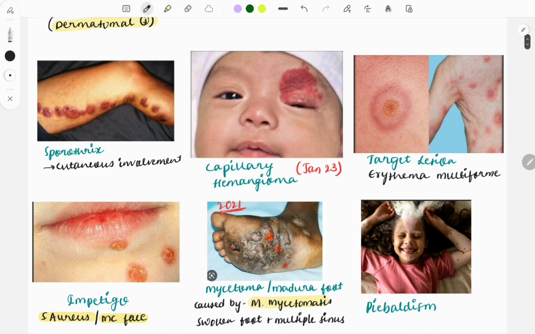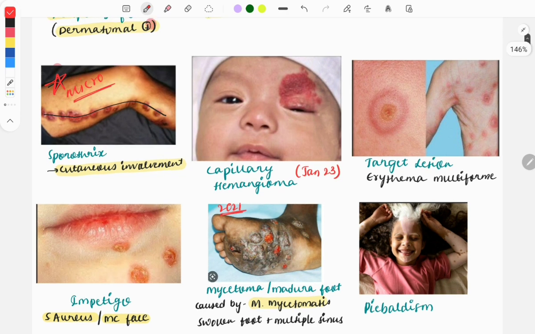The next question, as you can see here in the leg, there are some ulcers involved in a parallel fashion. This kind of feature is seen with sporothrix, and there is cutaneous involvement and lymph nodes are involved in this. A very important image, because questions have been asked on this image in relation with micro also. Okay, then moving on to the next question.